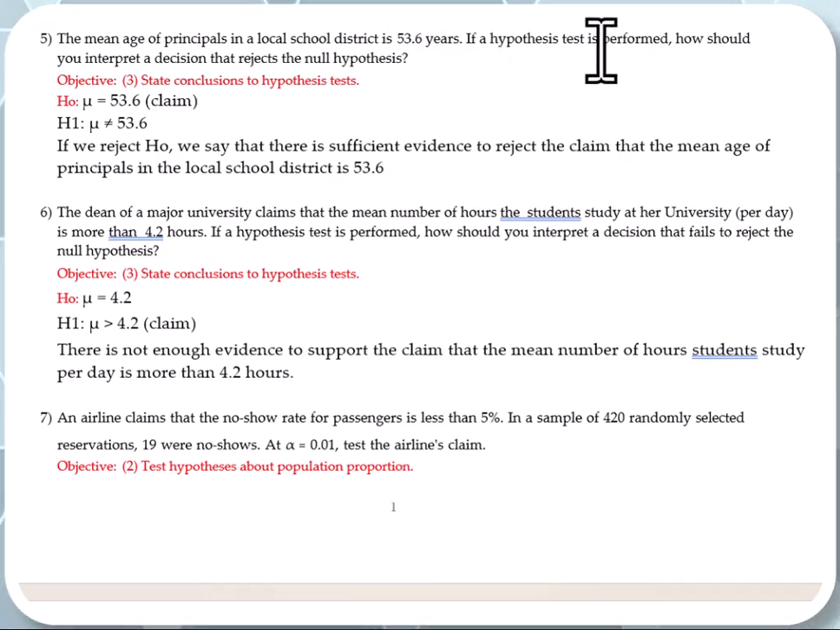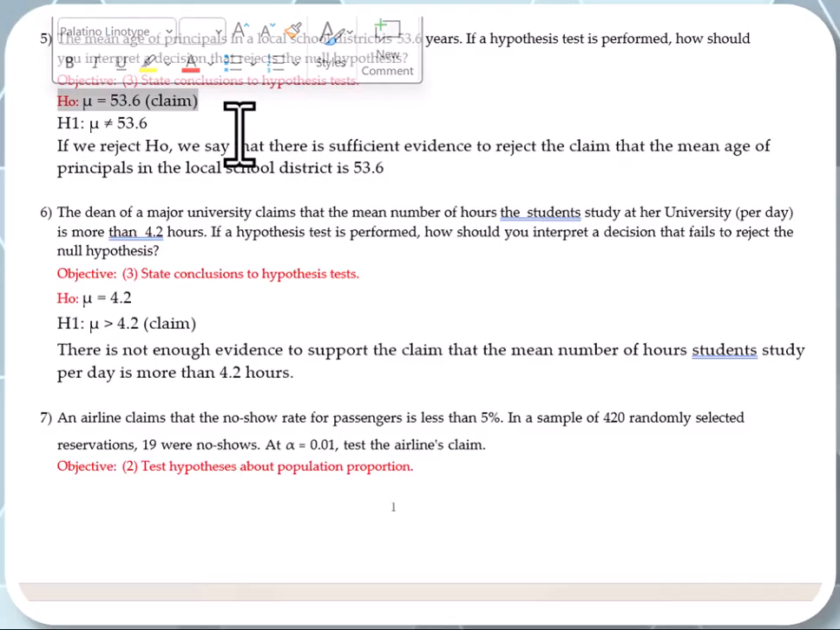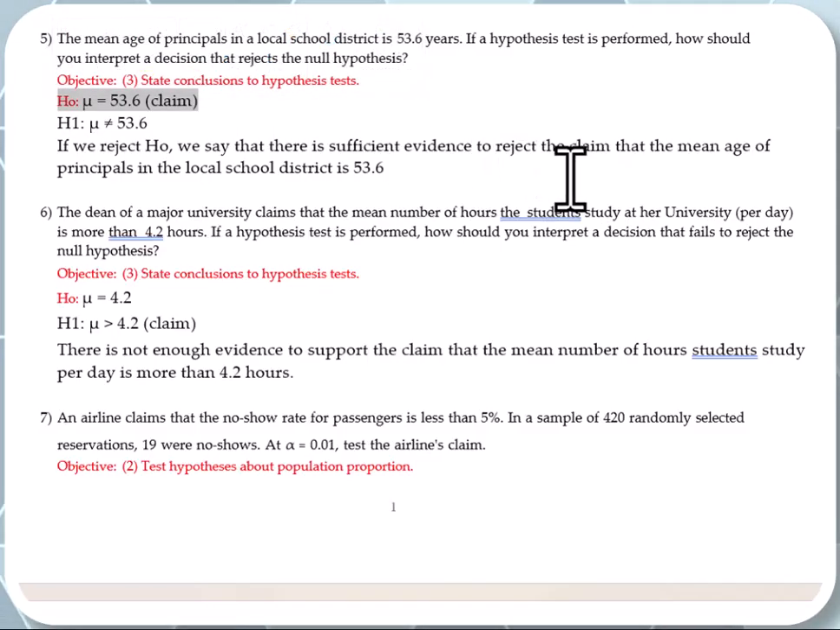If a hypothesis test is performed, how would you interpret the decision that rejects the null hypothesis? So if we reject the null hypothesis right here, that means we are rejecting the claim, because the claim is the null hypothesis. So we say there is sufficient evidence to reject the claim that the mean age of principals in the local school district is 53.6. Instead of sufficient, you can use the word enough. Number 6.